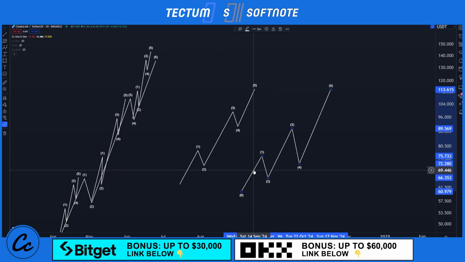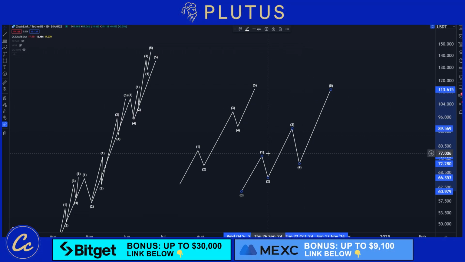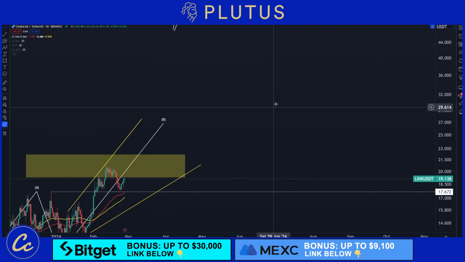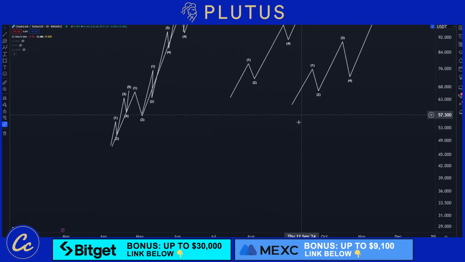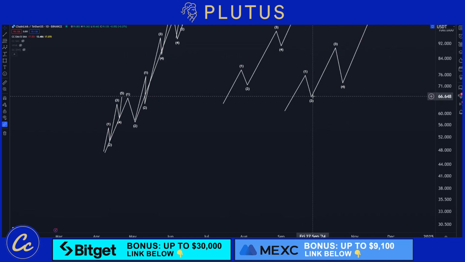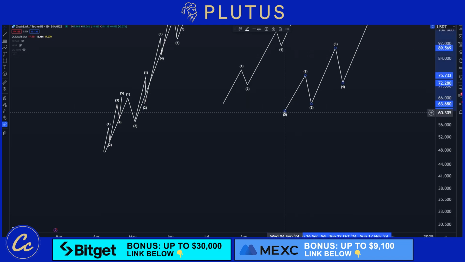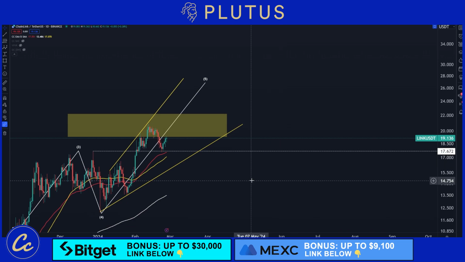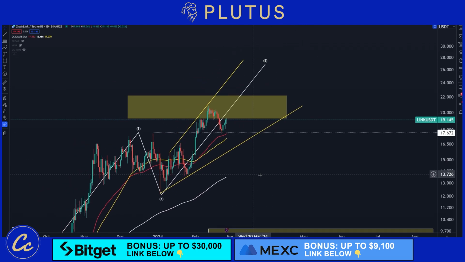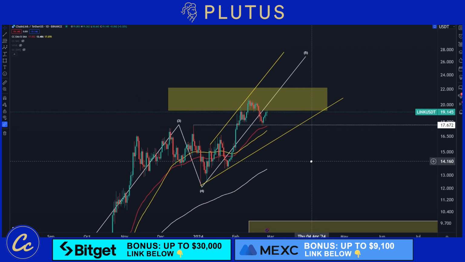Wave 1 must be the shortest. Wave 3 cannot be the shortest. I guess wave 1 should be the shortest. Wave 3 cannot be the shortest, and wave 5 must be the longest. Wave 4 can overlap with wave 1, but they cannot retrace more than their previous corrective waves. So, for example, wave 2 must not cross the origin, and wave 4 must not cross the origin of wave 2. Okay, so those are the fundamental basics of the expanding diagonal-based patterns.